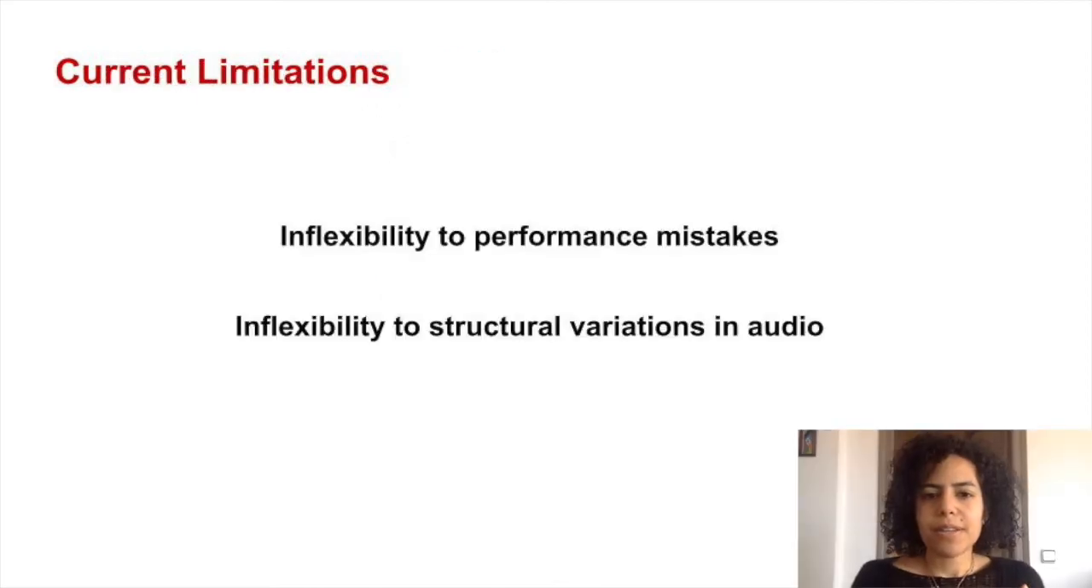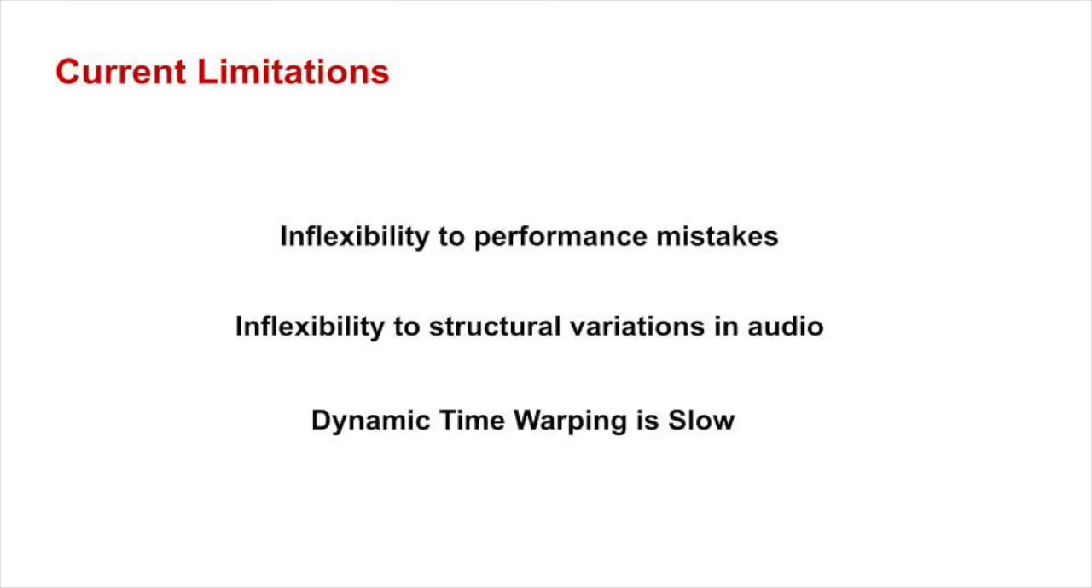First of all, current solutions only work if the audio is almost a perfect match of the score or the reference. We cannot make that assumption for practicing, where we need to be more tolerant to structural variations or mistakes. Also, dynamic time warping, which is ubiquitously used in audio to score alignment solutions, is quite slow. Which means that it might be a good time to consider a paradigm shift in audio to score alignment solutions in general.